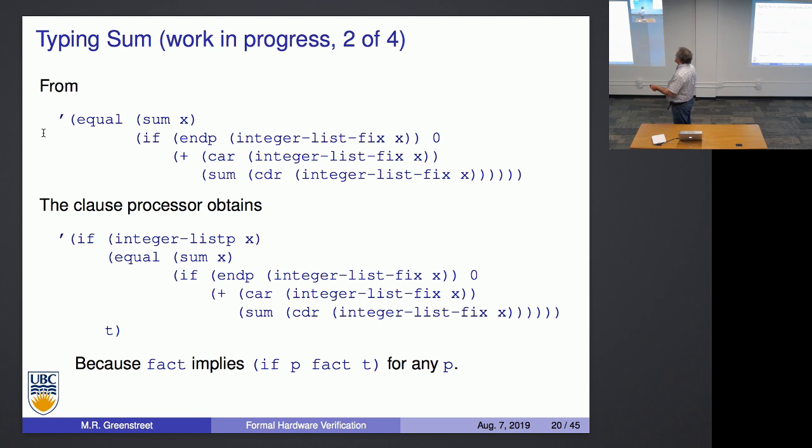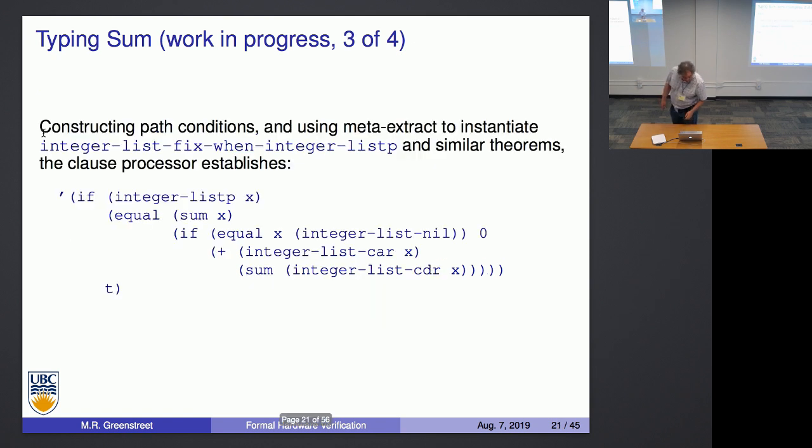take the fact that it just gave us, and we can put in an if integer p list of p, the fact must be true. Because of course, if fact is true, then if p fact t is true, no matter what p is, right? We can put any antecedent on true we want.